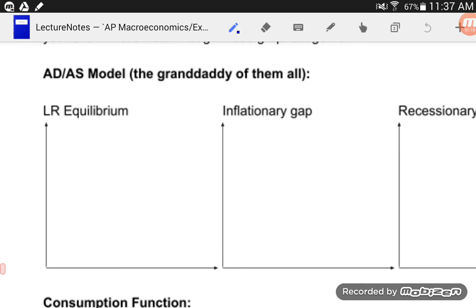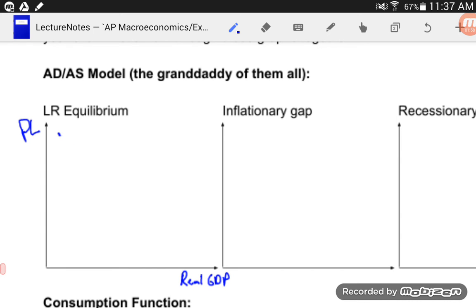And like all of our graphs in econ, we really have price on the y-axis and quantity on the x-axis, but because this is macroeconomics, we're not really talking about the price of a good. What we're really talking about is the price level of all goods and services in the country. So we'll label it price level. And when we're talking about quantity, again, it's not the quantity of a good, it's the quantity of all goods and services, and that is really real GDP. Make sure you label your things correctly.